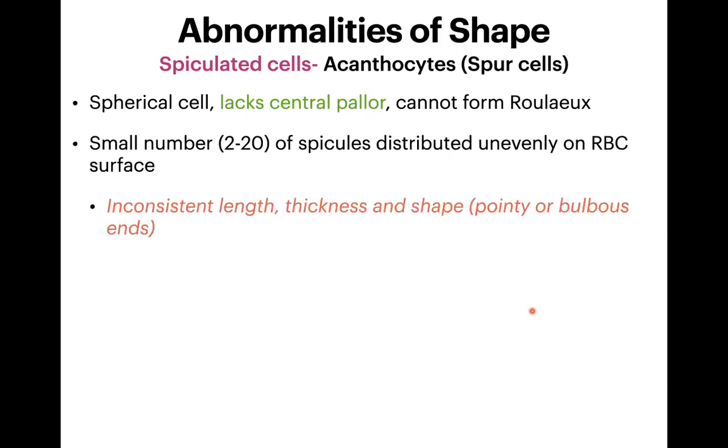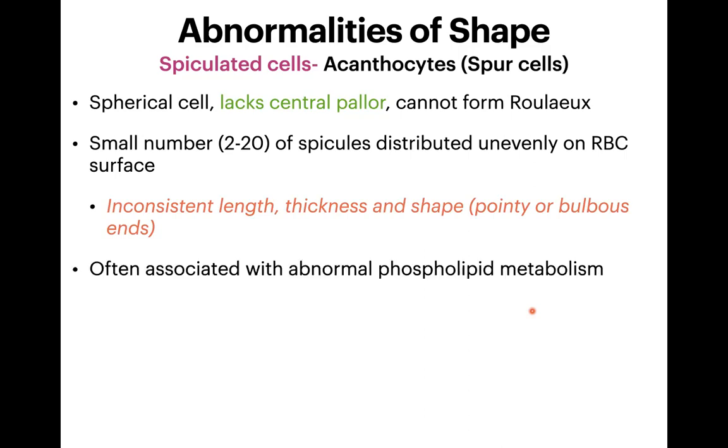The spicules here are small in number, ranging from 2 to 20, and they are distributed unevenly. Focus on the word unevenly on the RBC surface. The length is inconsistent, thickness is inconsistent, and shape is inconsistent. They can be pointy or bulbous. So in acanthocytes, this feature is used to differentiate them from echinocytes. The number of spicules is less, they are unevenly distributed, and they are uneven in every possible way: length, thickness, and shape.